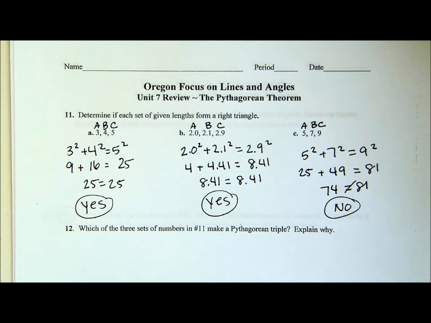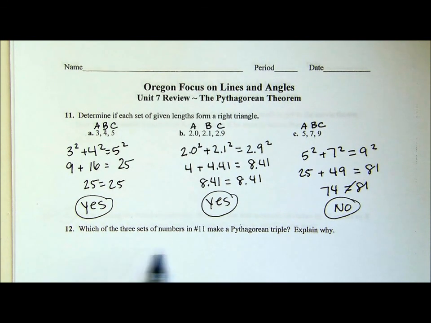Next, number 12. It says, which of the three sets of numbers in number 11 make a Pythagorean triple? Explain why. Well, in here, in number 11, which of the three sets? We have A and B.